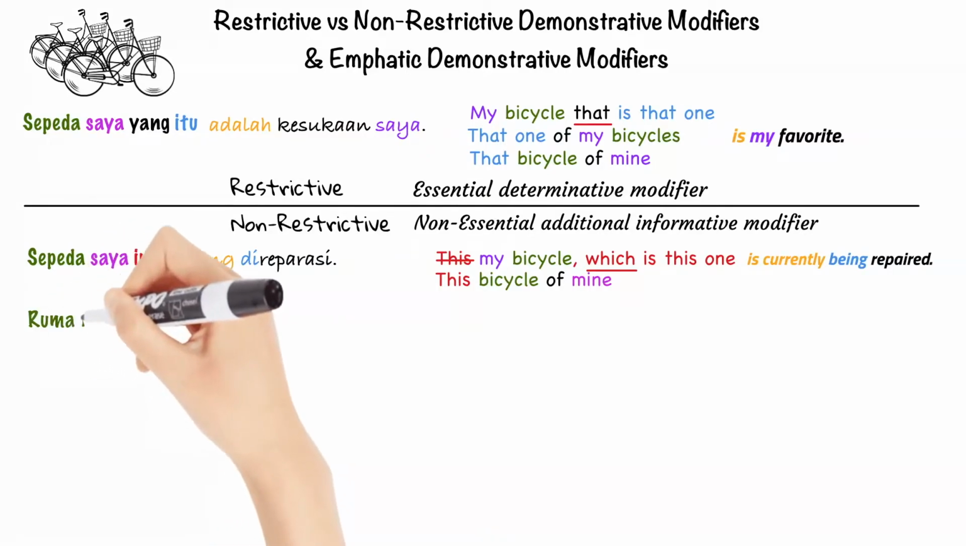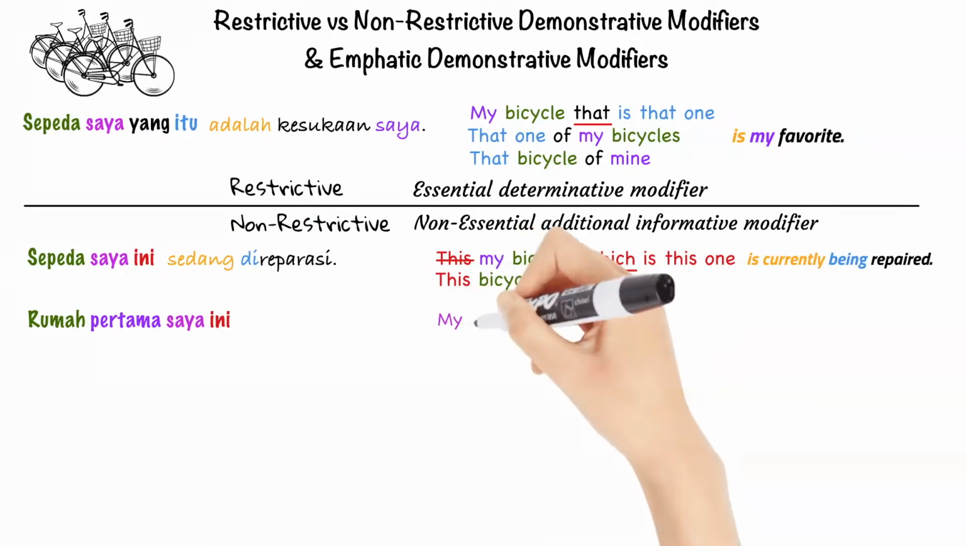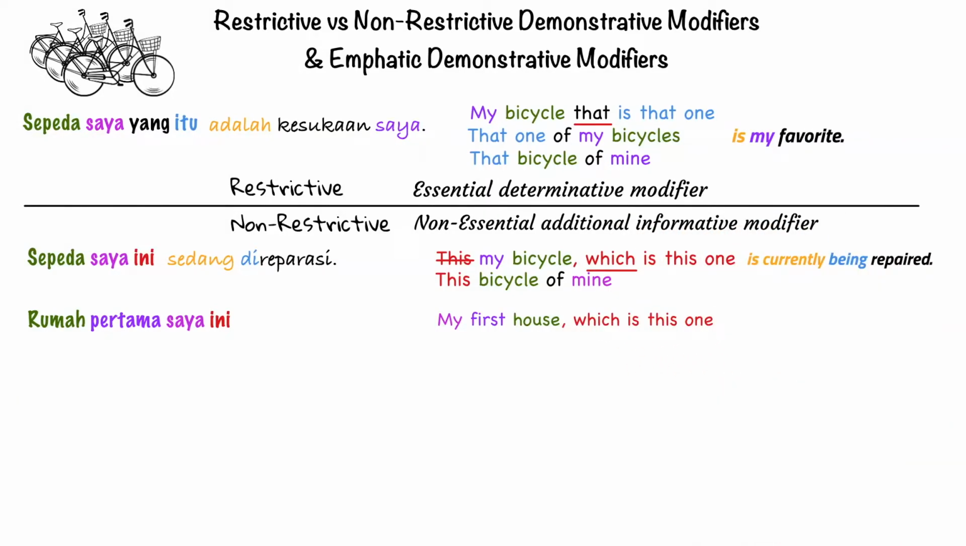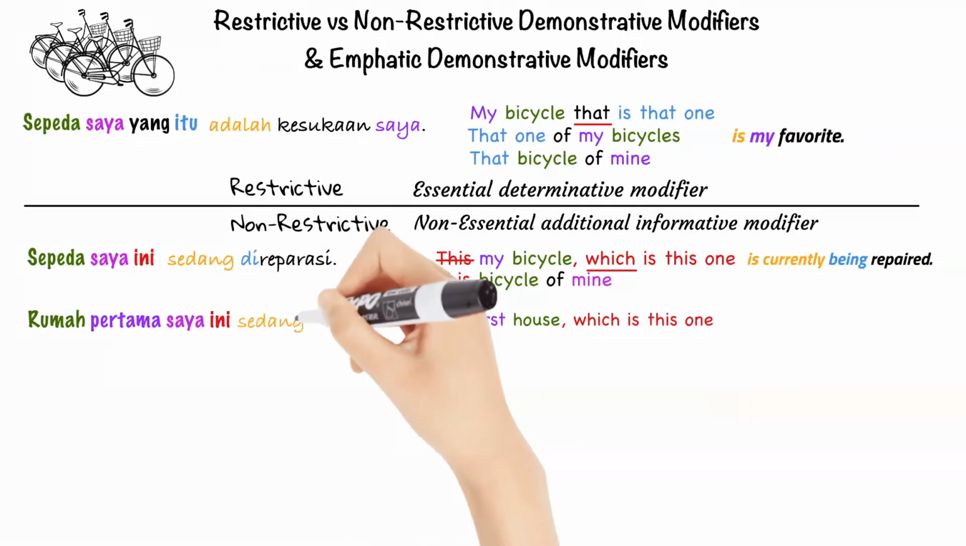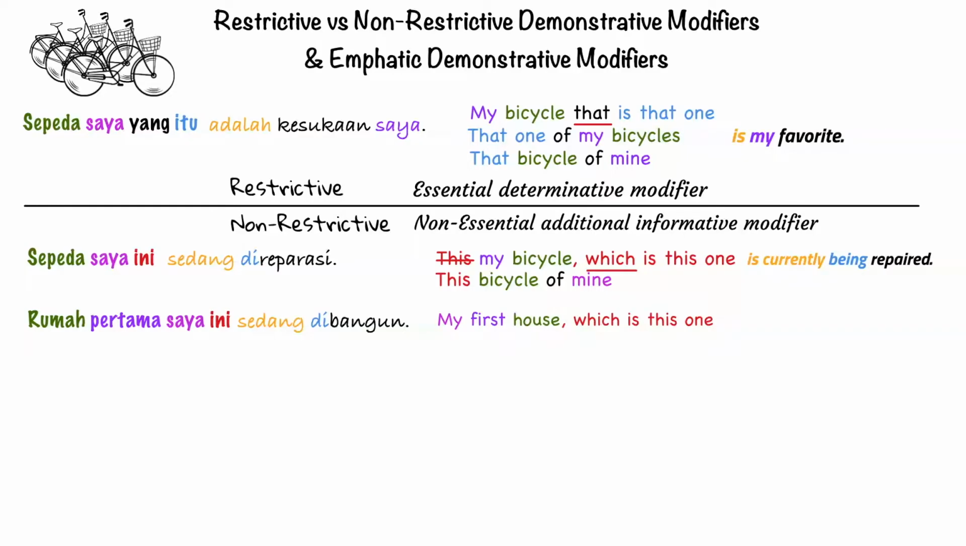Another example, rumah pertama saya ini means my first house, which is this one. In a sentence, rumah pertama saya ini sedang dibangun. My first house, which is this one, is being built.